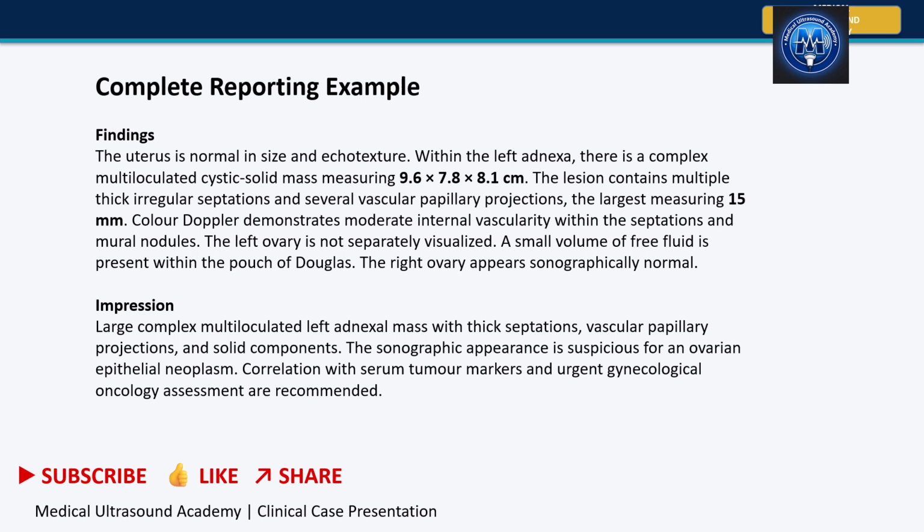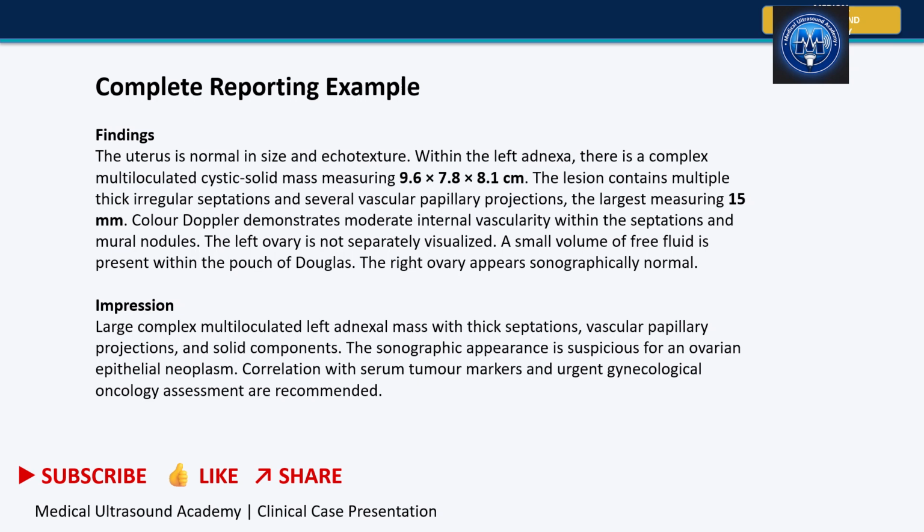The left ovary is not separately visualized. A small volume of free fluid is present within the pouch of Douglas. The right ovary appears sonographically normal. Impression: large, complex, multilocular left adnexal mass with thick septations, vascular papillary projections, and solid components. The sonographic appearance is suspicious for an ovarian epithelial neoplasm. Correlation with serum tumor markers and urgent gynecological oncology assessment are recommended.